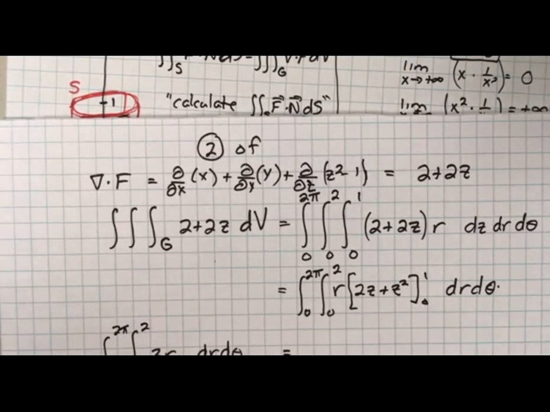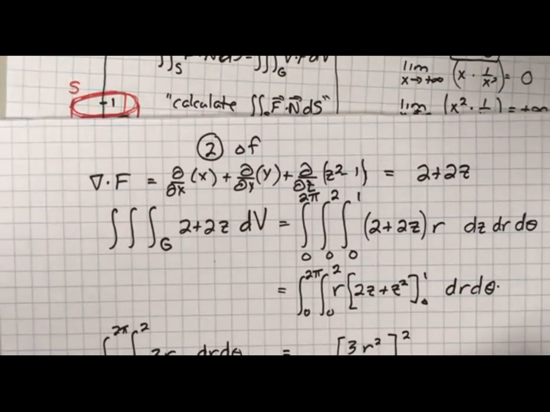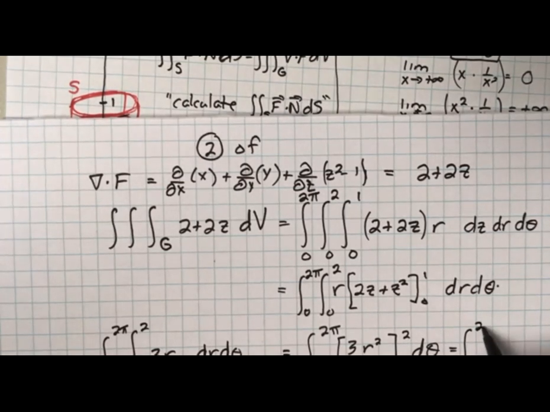And now I can evaluate with respect to r and theta. So this is 3r squared over 2 from r equals 0 to 2, d theta. When I plug in 2, I get 6. 3 times 4 over 2 is 6. When I plug in 0, I get nothing. So this is just the integral from 0 to 2 pi of 6 with respect to theta.